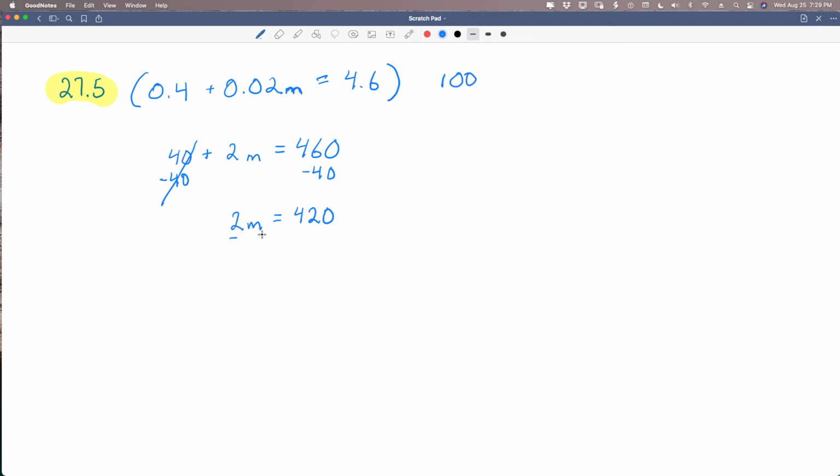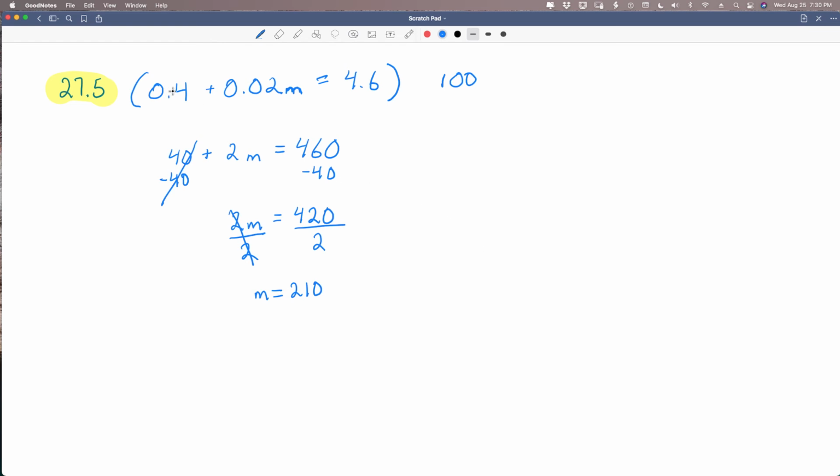And then we divide, so we are unfactoring. Divide both sides by 2. This cancels. So this leaves us with m equals 210. All right, you see how easy that was.